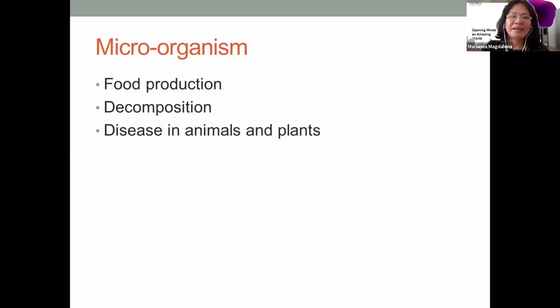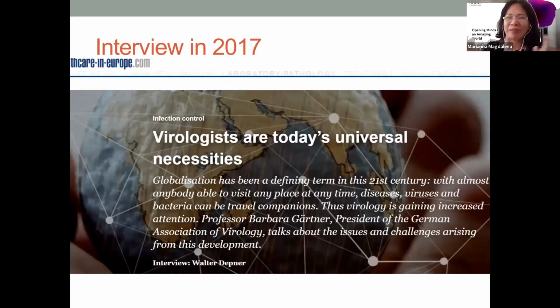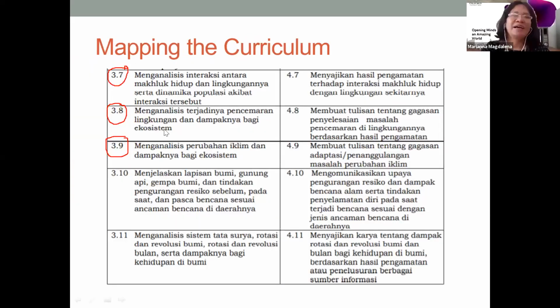Now, this is another example, for grade 7. These 3 KD, basic competencies, you can combine: interaction of living things and their environment, and the dynamics of population because of the interaction. These 2 are also about the effect of pollution on the ecosystem and the effect of climate change on the ecosystem. These 3 are very interesting topics because they are relevant to our life. This is what we face now, the climate change, the pollution.